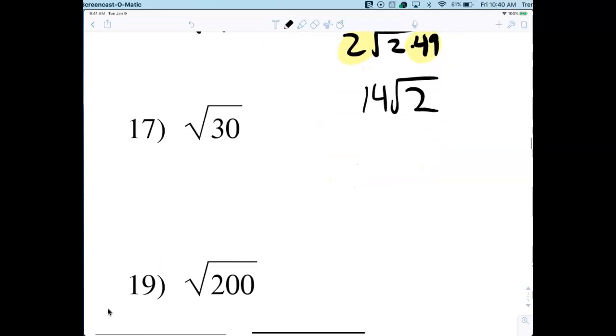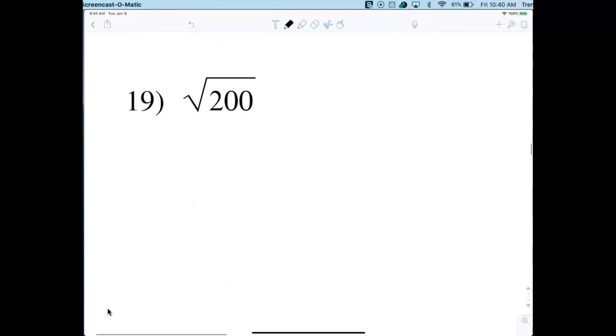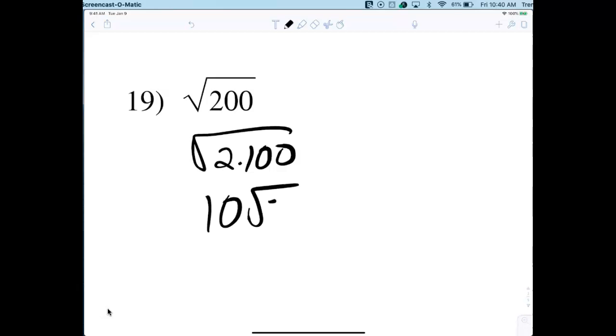Is there a perfect square in 30? No. So the answer is just the square root of 30. Now I'm going to give you a little hint. 200. What's the largest perfect square in 200? Stop and listen to what I'm saying. 200 is 2 times 100. What's the square root of 100? 10 radical 2.